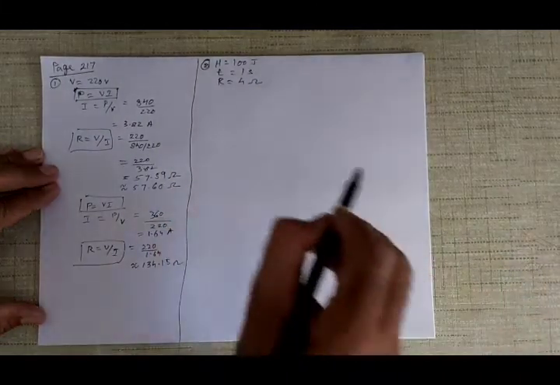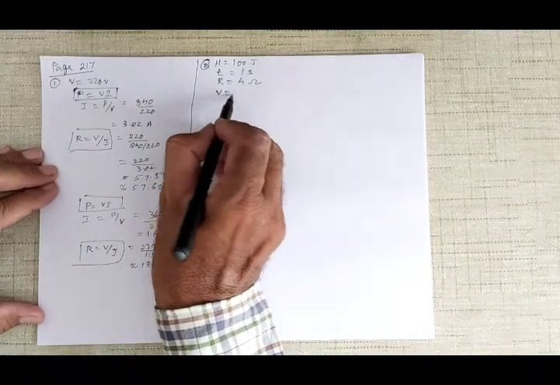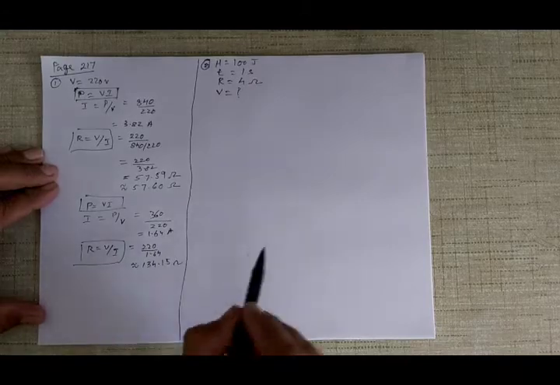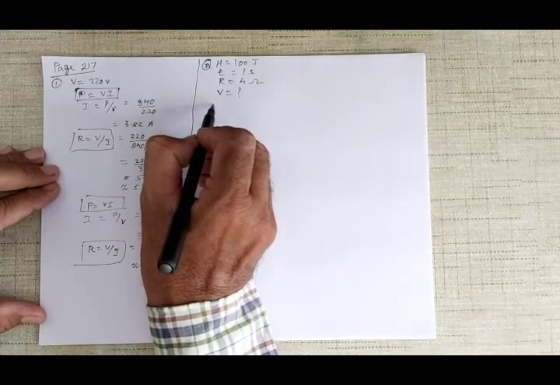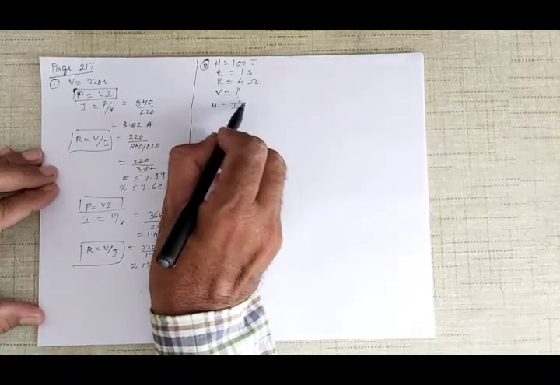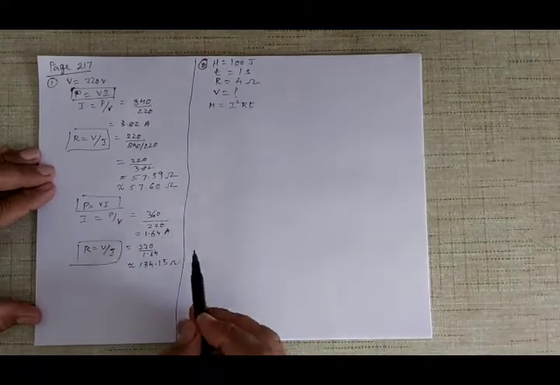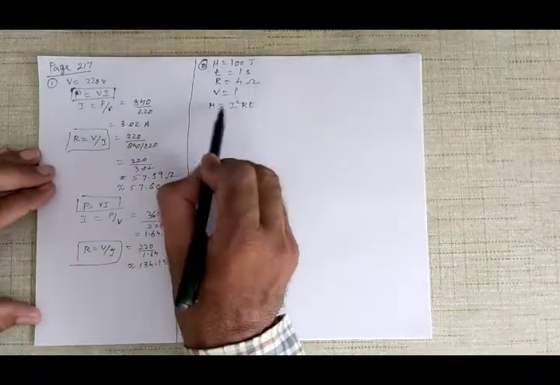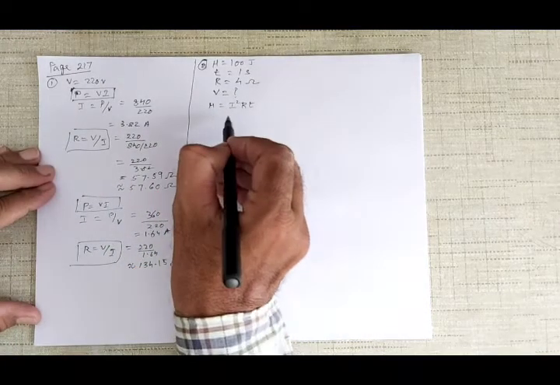Find the potential difference across the resistor. You want to find V. Now you know that H is equal to I square R into T. In this case you want to find potential difference V, but V is not there anywhere here. But we know that.